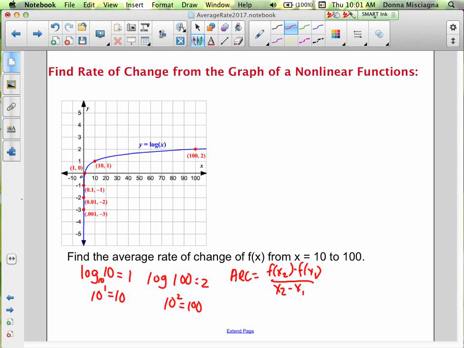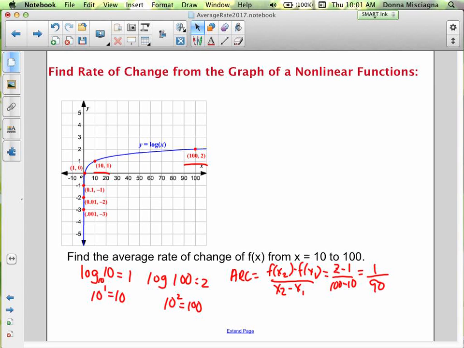So here are our 2 points, they're up here. But I'm hoping you had a little practice by not looking. So we had 2 minus 1 over 100 minus 10. So that would be 1 over 90. So what a slow average rate of change that is. For one little change in y, you have to change 90 on the x.